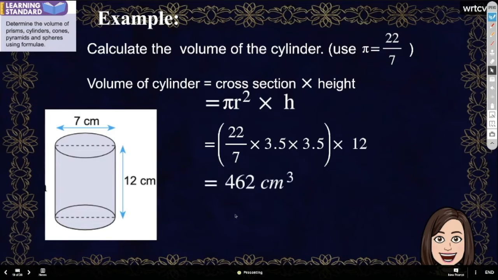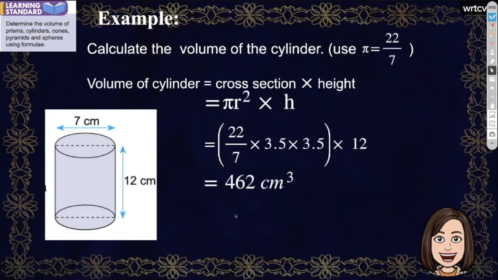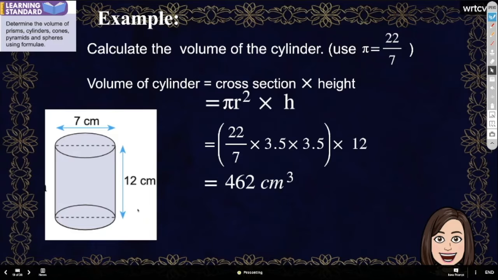Dapatlah jawapan 462 cubic centimeter. Okay, this one easy. So understand not? Give me 5. Okay, so good.